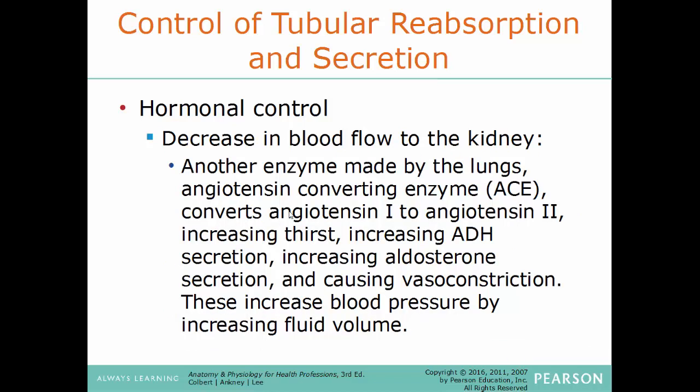Now another enzyme that's made by the lungs, called ACE, angiotensin converting enzyme, will convert the angiotensin 1 into angiotensin 2. This will increase thirst, which will increase ADH secretion, which will increase aldosterone secretion, which will cause vasoconstriction. And the whole point of all of this is to increase blood pressure by increasing fluid volume.